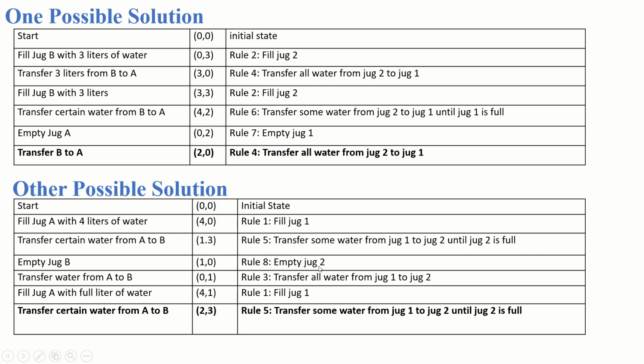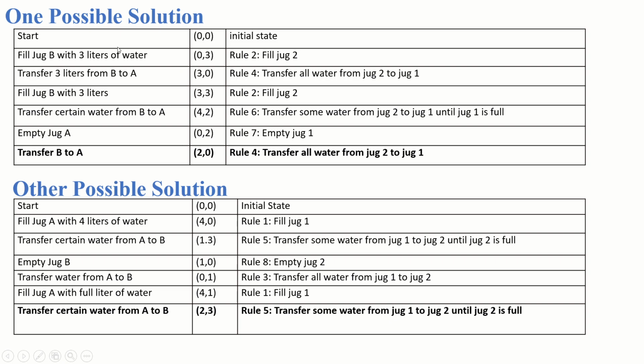Then transfer the water from A to B; rule number 3 is applicable. Transfer all the water from jug 1 to jug 2, so 1 comma 0 is transferred to 0 comma 1. Now you fill jug 1, so 4 comma 1; rule number 1 is applicable. Then rule number 5: transfer some water from jug 1 to jug 2 until jug 2 is filled. So you reach the goal of 2, and if we empty the jug also, 2 comma 0 will come. So you reach the goal.